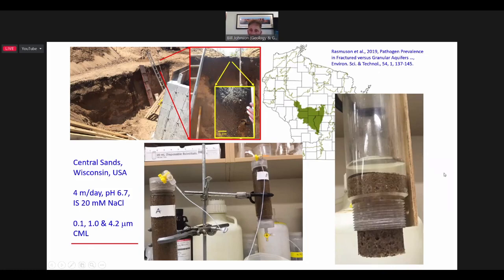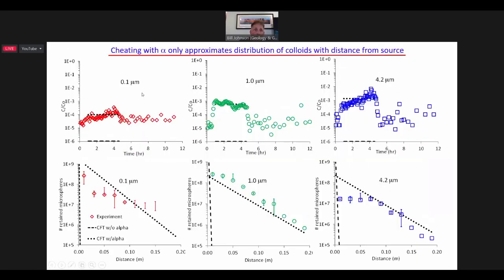latex microspheres. And so we did these packed column experiments, and what we saw is your typical breakthrough curves for the 0.1 micron or the 100 nanometer. You see in the red here, there's a breakthrough plateau and then tailing that is almost as high as the plateau. For the 1 micron, you see a plateau, and then there's also tailing, but it's lower than the plateau. And then the 4.2 micron, you seem to see some blocking, but when you stop injecting, you see some tailing as well. And the resulting profiles for these 3 sizes are shown below.